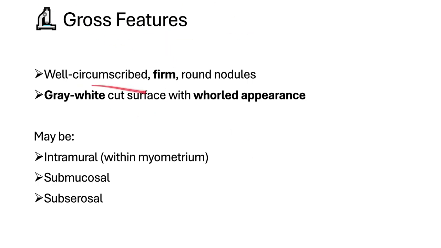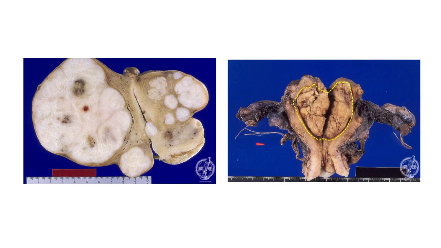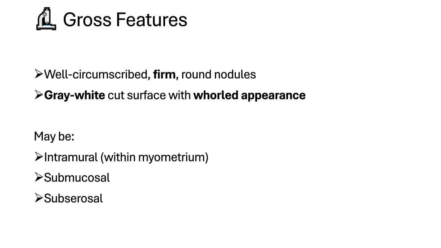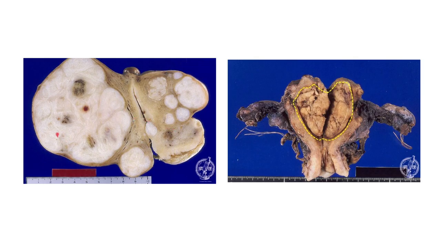When talking about the gross features, as you can see, they are well circumscribed, and when touching them, they are firm, and they are round nodules. And when you see the cut surface, you can see a gray-white cut surface with a rolled appearance.